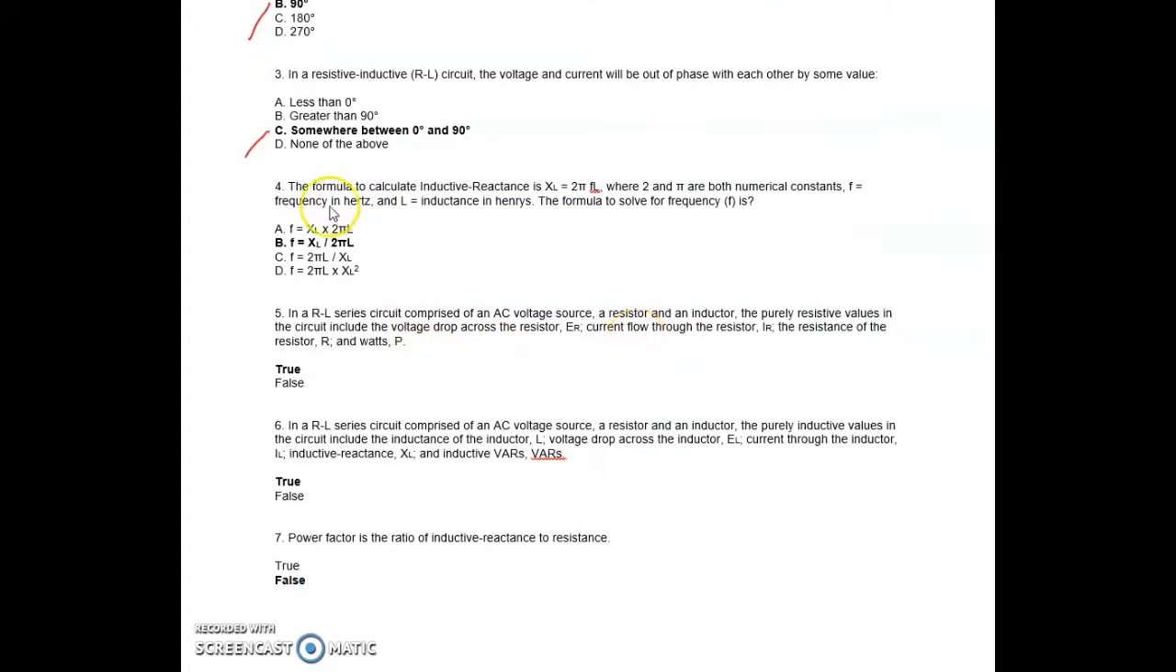Number 4, this is basically an algebra problem. The formula to calculate inductive reactance is X sub L equals 2 pi times frequency times inductance, where 2 and pi are both numerical constants. F equals the line frequency in hertz, and L equals inductance in henries. The formula to solve for frequency is, so this is the correct answer, and here is the algebra.